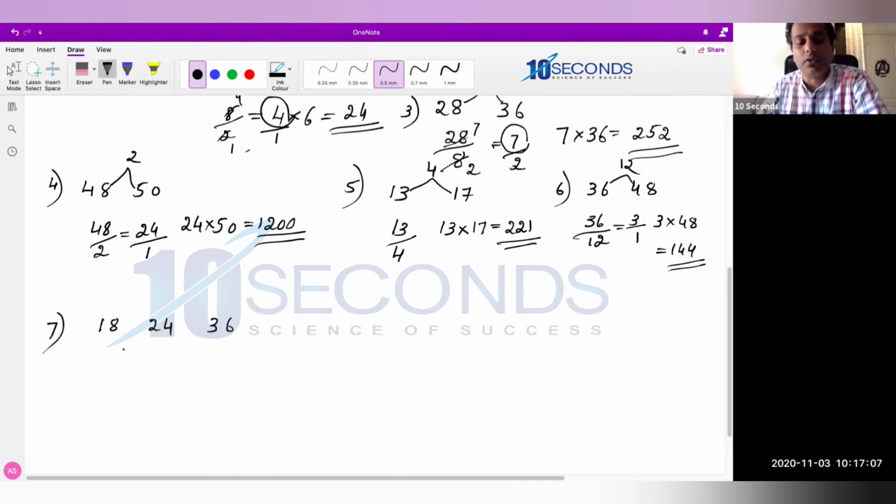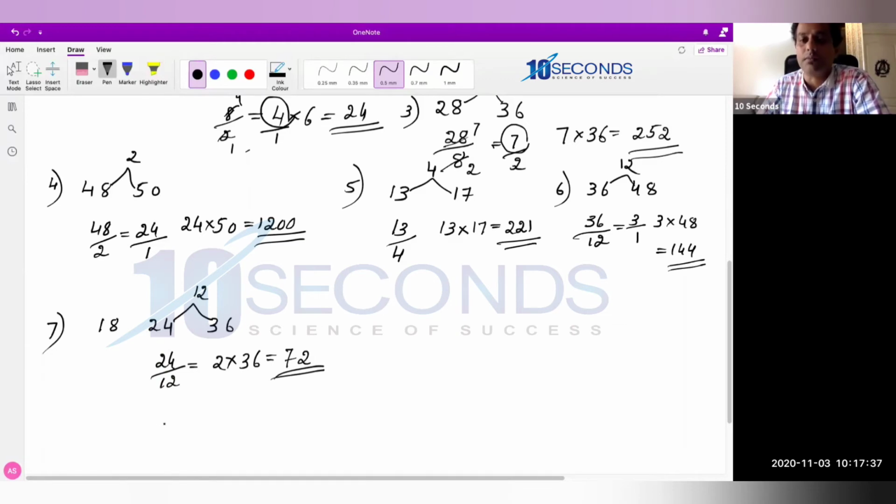What you need to do is, out of three numbers, take the two bigger numbers first. In this case, 24 and 36 are the two bigger numbers. The difference between these two numbers is 12. 24, if I divide by 12, guys, it is 2. You need to multiply with what? 36 only, obviously. 72. 72 is divisible by 18. So 72 is the LCM.